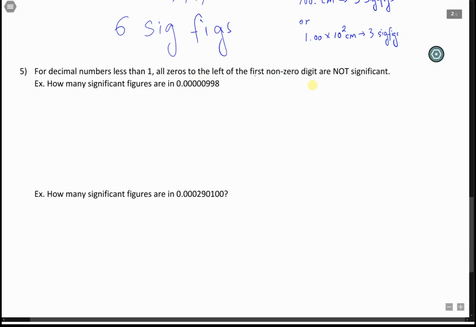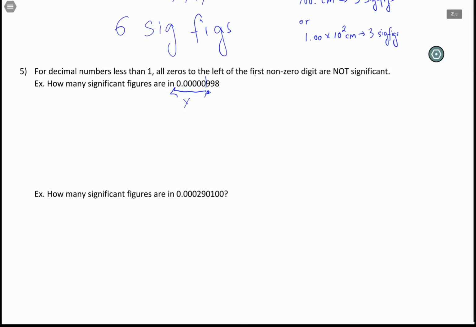How many sig figs are in 0.123459998? We look at the first non-zero digit, so that's our 9 right here. All the zeros to the left of that number are not significant. So we take this 9 and everything to the left of that, these are not significant.